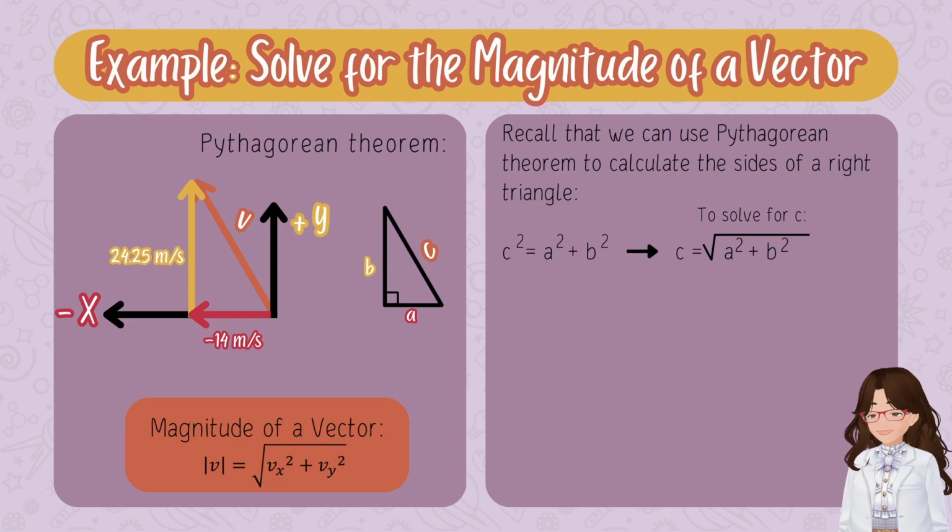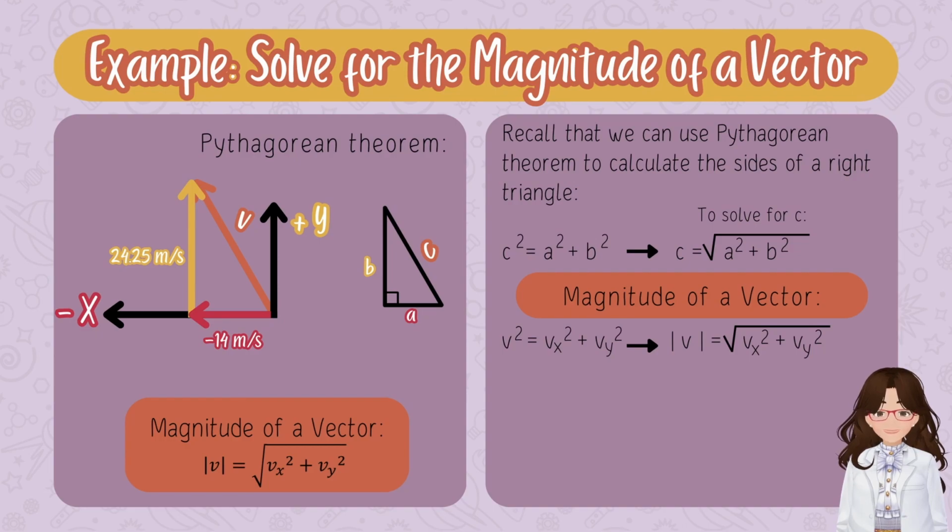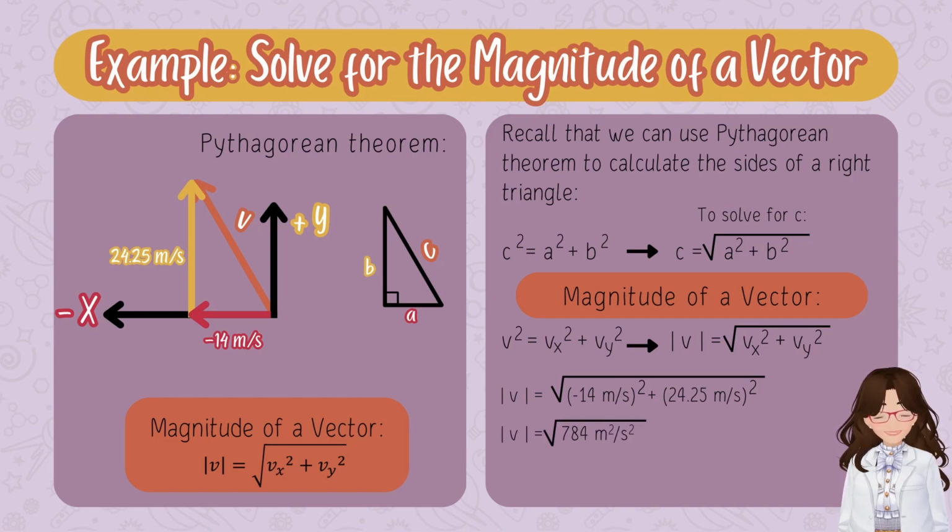Now we can see that we are given Vx negative 14 meters per second and Vy positive 24.25 meters per second, and we want to figure out what is the magnitude of the total vector. So in this case, I'm going to use that C setup where we solve by adding the components squared. So that's going to be negative 14 meters per second squared plus 24.25 meters per second squared to get a total of 784 meters squared per second squared. At this point, I want to square root to just get V alone, and that's going to give me a final solution of positive 28 meters per second.